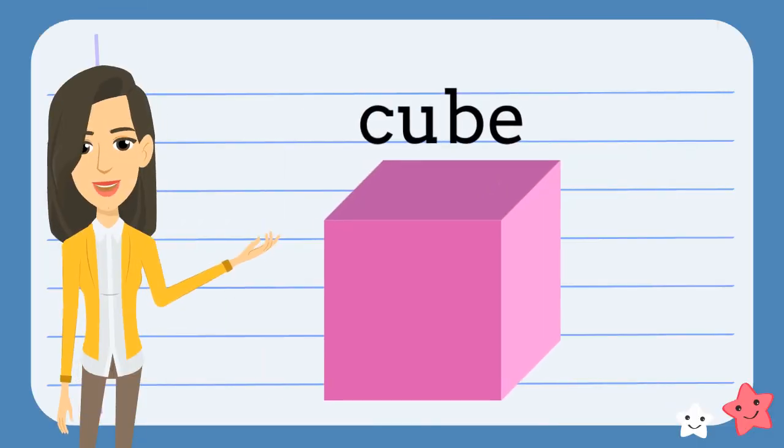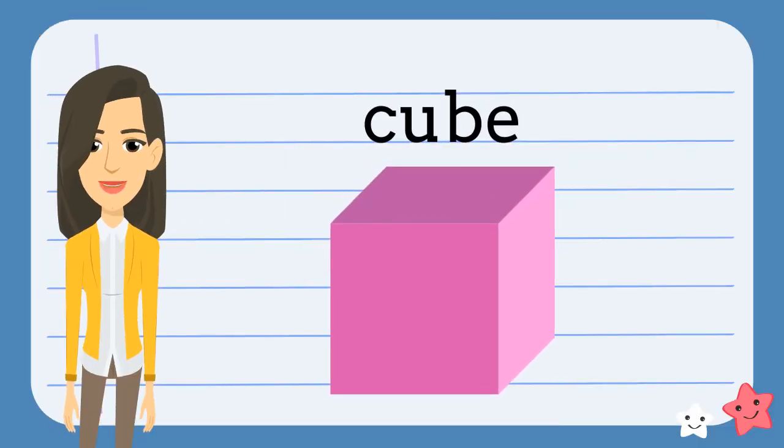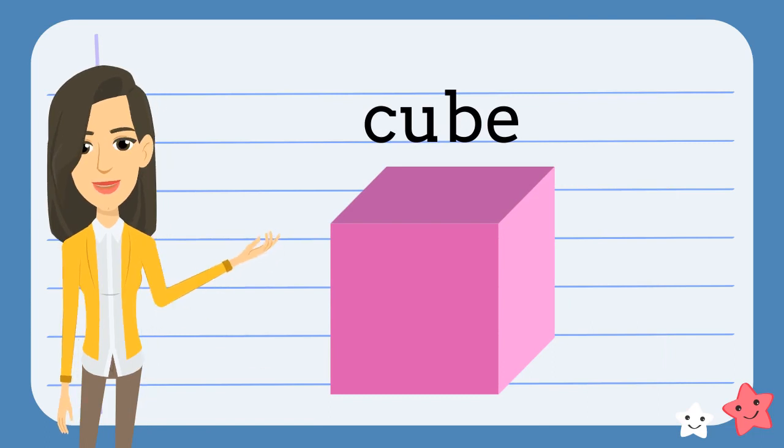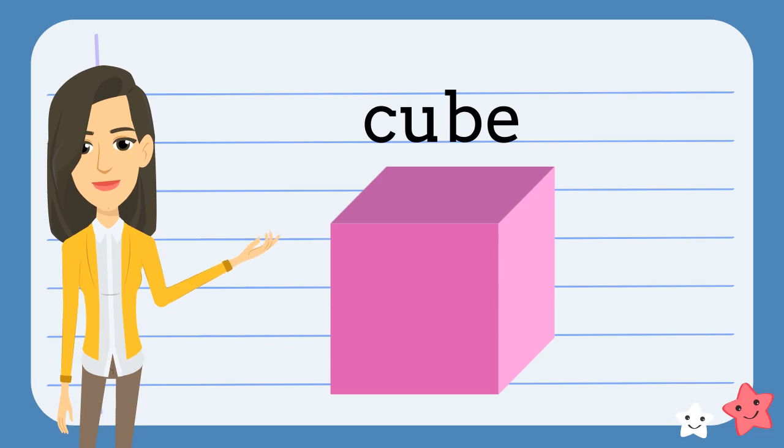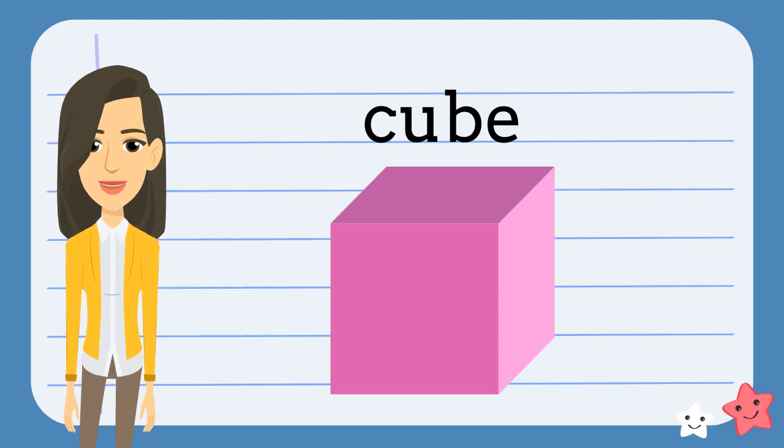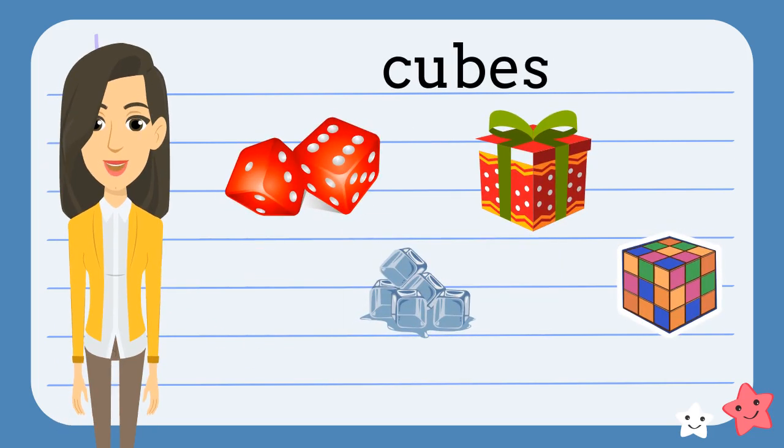A cube has 6 faces or flat surfaces. The faces are all squares. Cubes also have 12 edges where the faces meet. There are 8 vertices on a cube as well. There are many objects that are shaped like a cube. Dice, ice cubes, Rubik's cubes, and presents are all shaped like a cube.